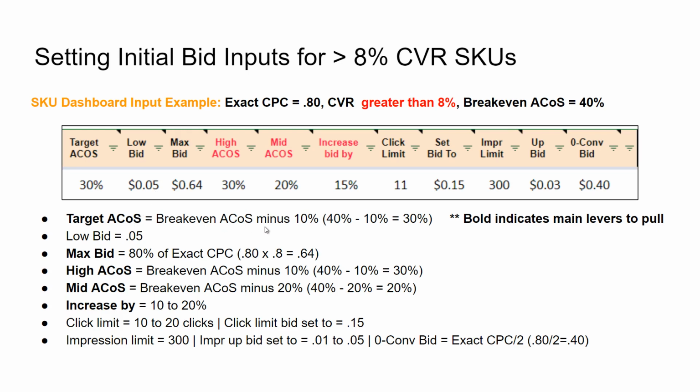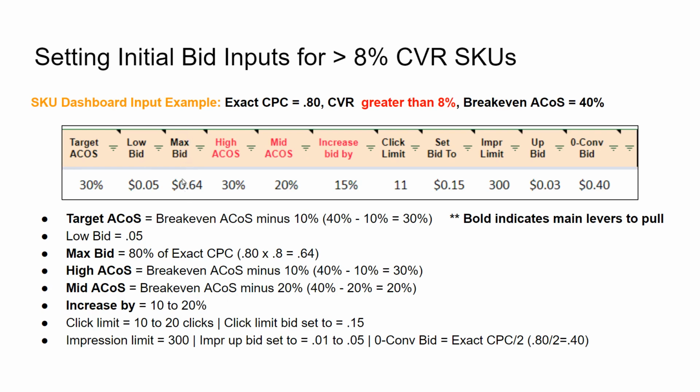Target ACoS, you're going to take your 40% and just subtract 10% from that. So that's where we get the 30, and we plug that in for target ACoS. Low bid, we just recommend setting that to like 5 to 15 cents as maybe the highest we go on the low bid, but typically we just set it at 5 cents. So for max bid, we recommend taking 80% of your exact cost per click. So in this example, it'd be 80% times 80 cents, which is 64 cents.